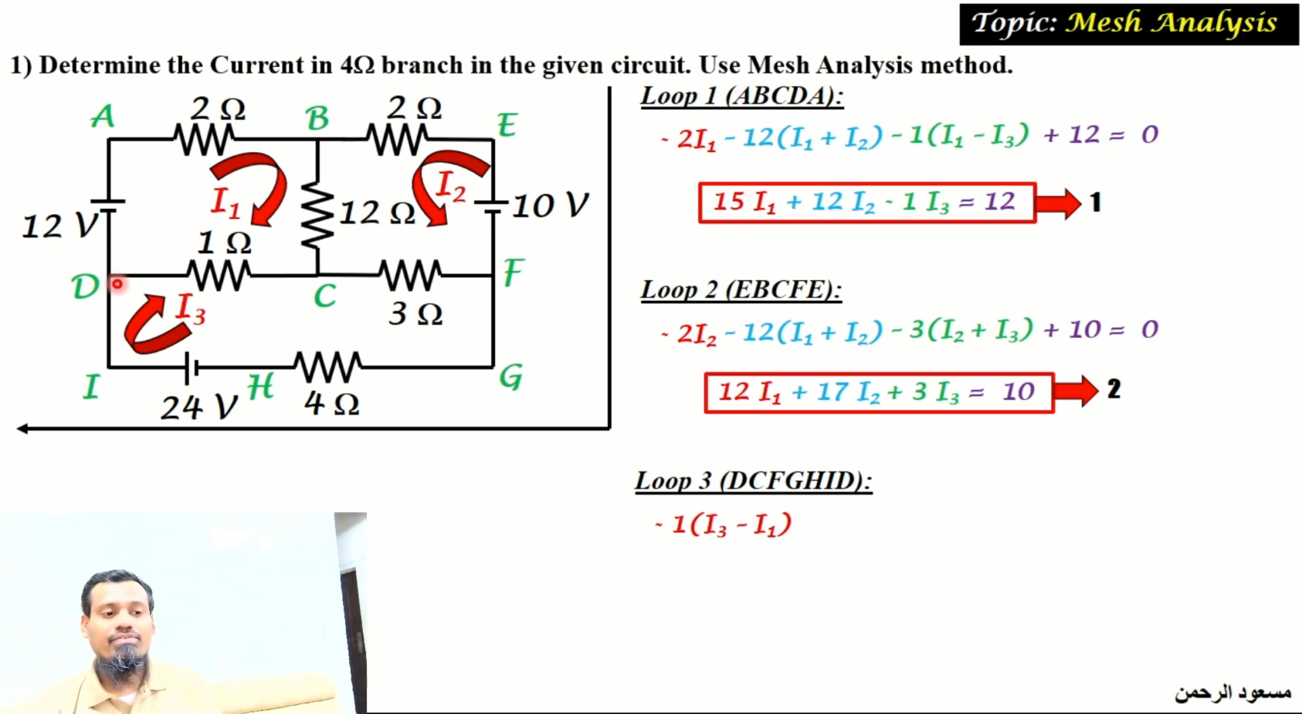And from C to F, again there is a 3 ohm resistor. The 3 ohm resistor carries two currents I2 and I3 in the same direction, so it is I2 plus I3.